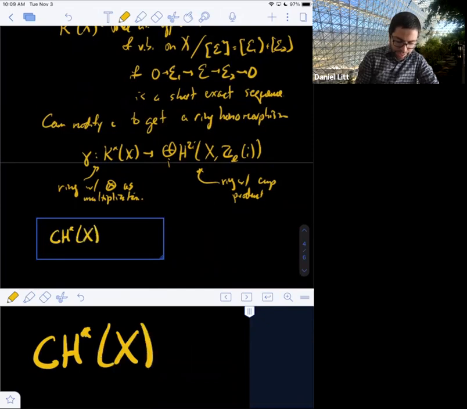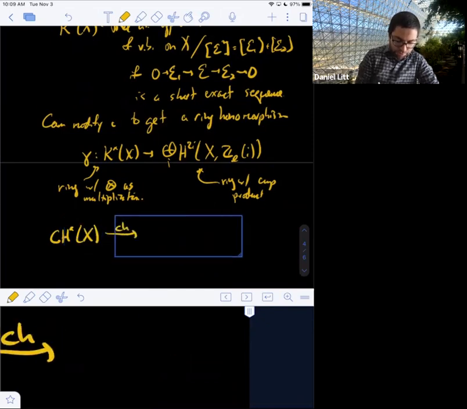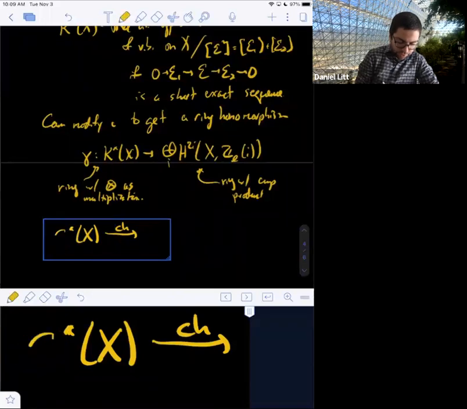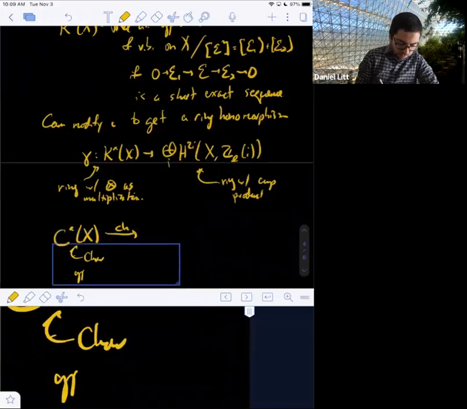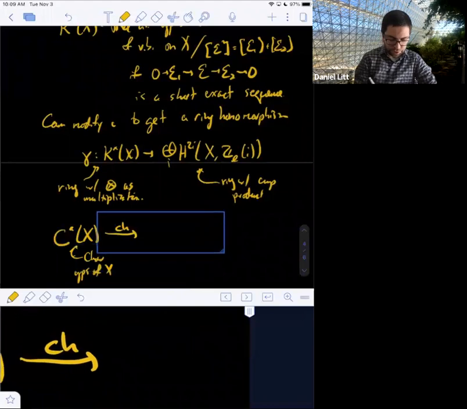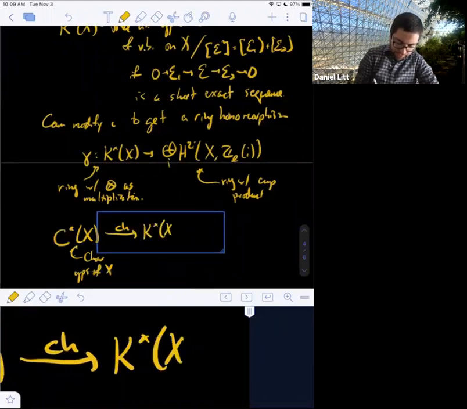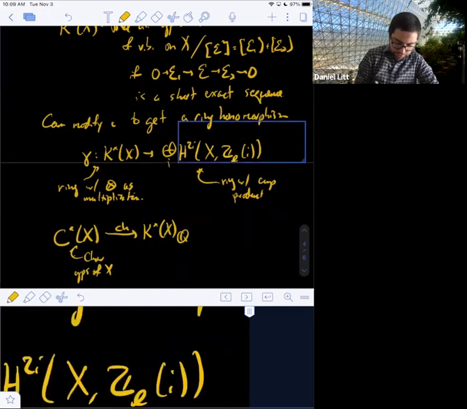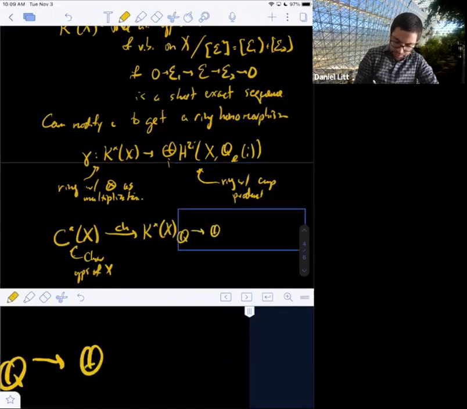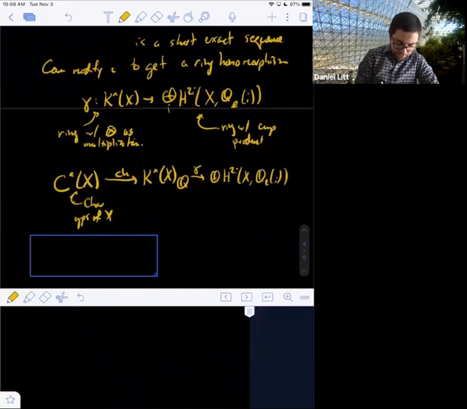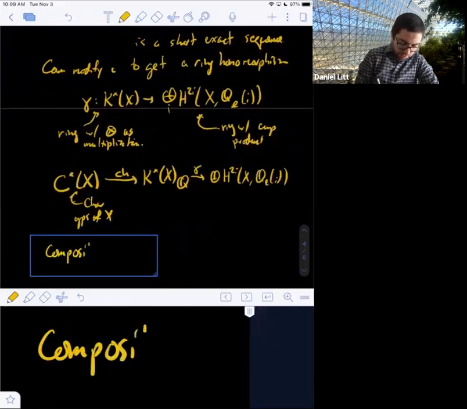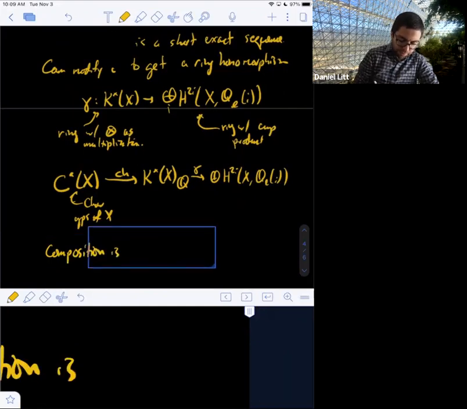The reason I renamed it gamma is that there's a natural map ch from what I call the C star of X. So these are the Chow groups, so these are cycles modulo rational equivalence. This maps to K star of X tensored with Q, and sorry, this should have been Q_l before. And this maps to the direct sum of H^{2i}(X, Q_l(i)), by this map gamma. And the composition is precisely the cycle class map from before.